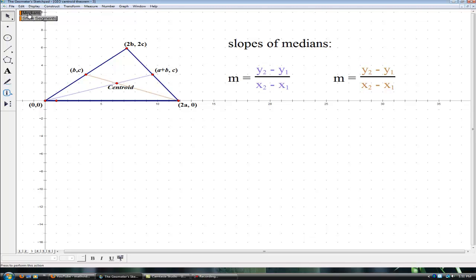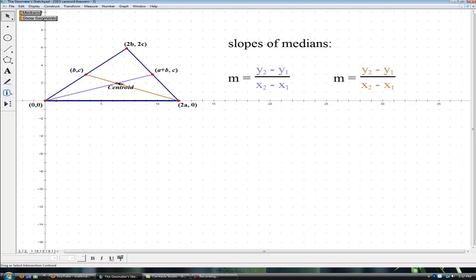Now let's look again at the two medians. I have a purple median right here from the origin to the opposite midpoint, and I have this tan colored median from this vertex to the opposite midpoint. The one I'm really interested in working with is this purple one, but the conclusions will apply to any of the medians of this triangle. Alright, so back to the two medians.